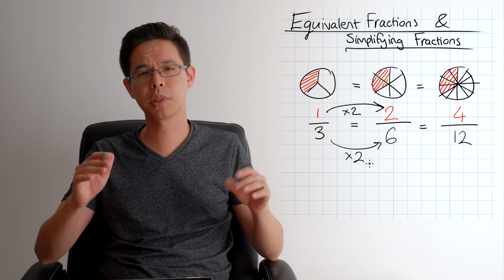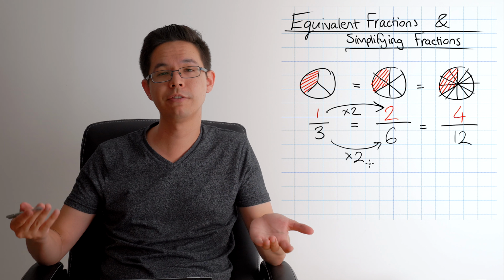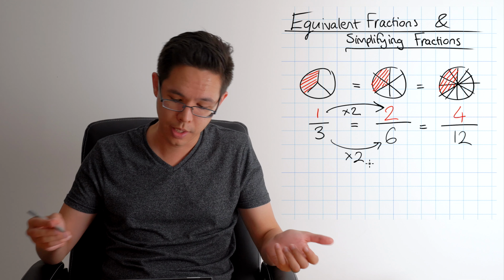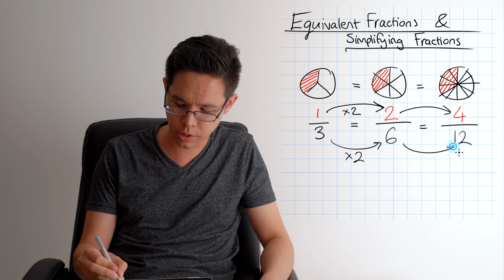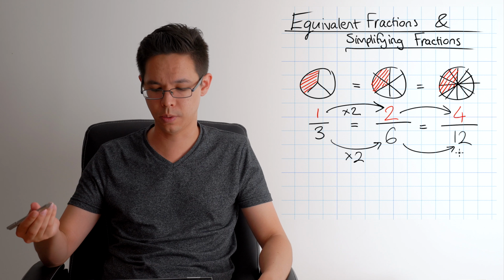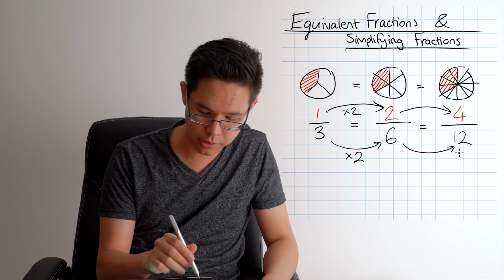So as long as I'm keeping that factor the same for the top and bottom, I will arrive at another equivalent fraction. And in fact, that's exactly what's happened in my last case here, where going from 2 to 4 is multiplied by 2, and to go from 6 to 12, that's also been multiplied by 2. So all of these fractions are equivalent.